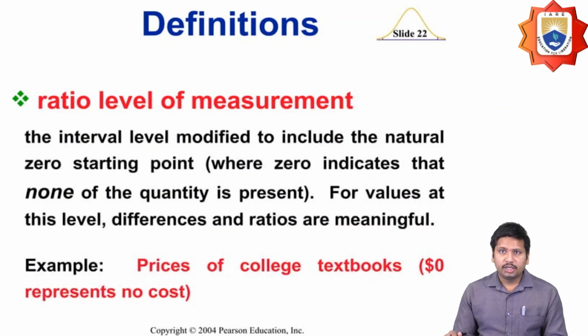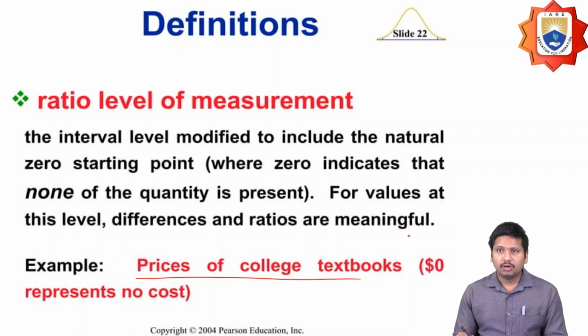And next one is the ratio level of measurement. In this level of measurement, the interval level is modified to include a natural zero starting point, where zero indicates that none of the quantity is present. For example, for values of this level, the differences and the ratios should be meaningful.